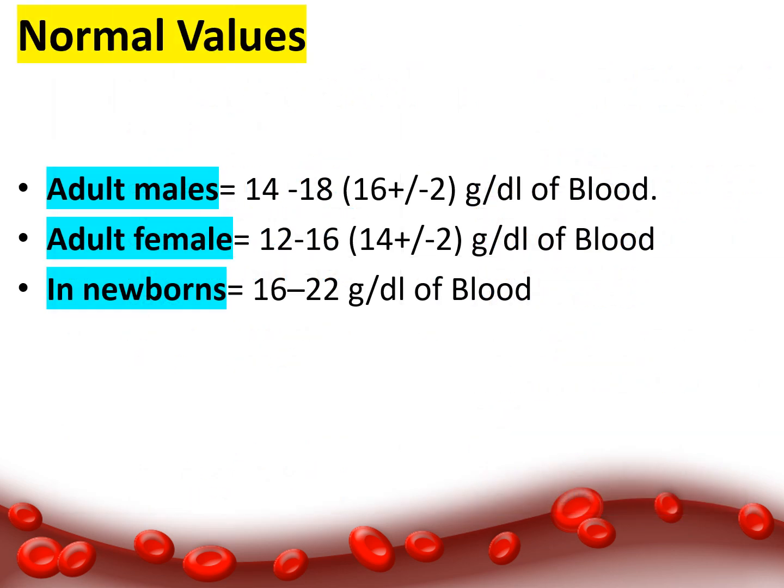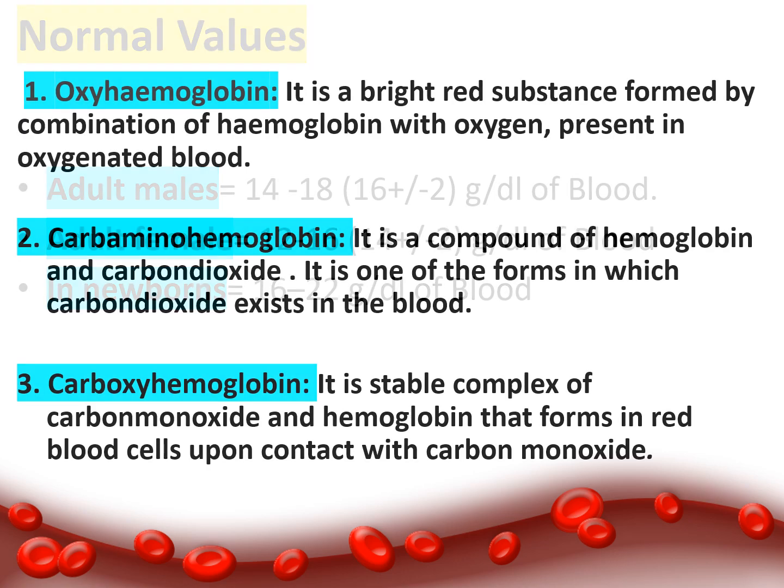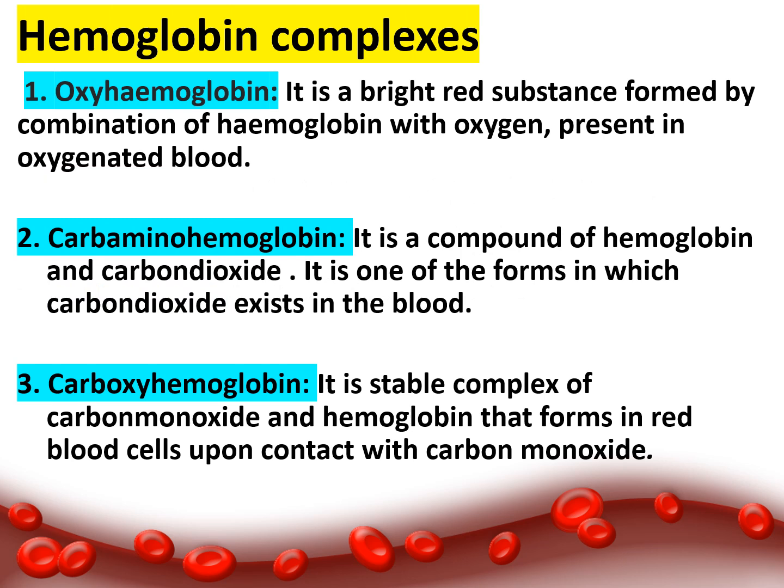What are the normal values of hemoglobin in adult male, adult female, and in newborns? Two things you have to keep in mind: whenever someone asks you for normal values, you have to tell them as a range, okay? And don't forget to tell or write the unit, that is gram per deciliter of blood. Okay, so what is the normal value of hemoglobin in adult males? It's 14 to 18 gram per deciliter of blood. In adult females, 12 to 16 gram per deciliter of blood, and in newborns it's 16 to 22 gram per deciliter of blood.